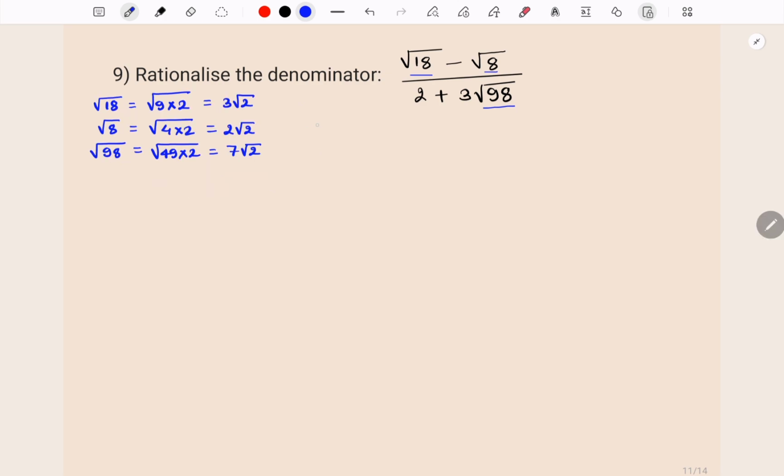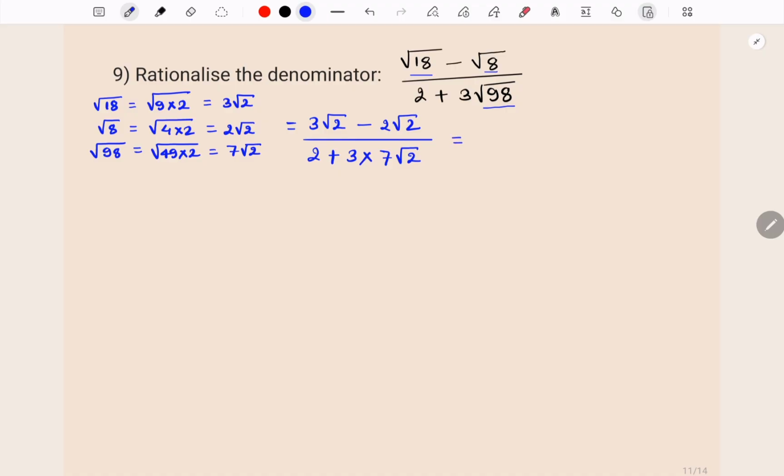Here in the place of root 18, I can write 3 root 2, right? Because we have simplified root 18 to 3 root 2. And in the place of root 8, I can write 2 root 2 over 2 plus 3 times root 98 is 7 root 2. All right. Now let's simplify it.